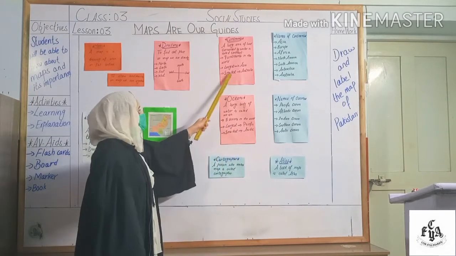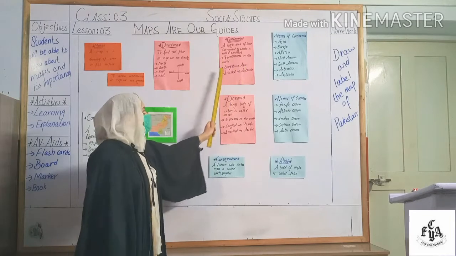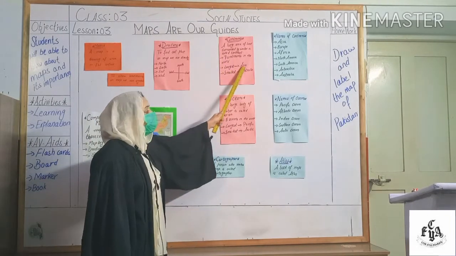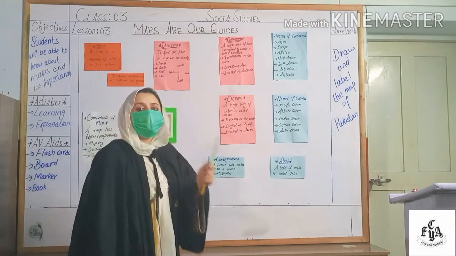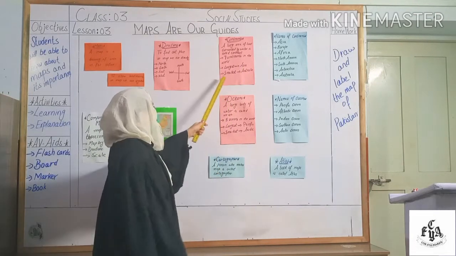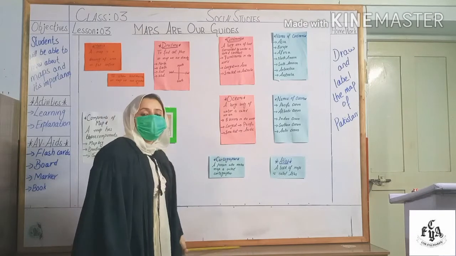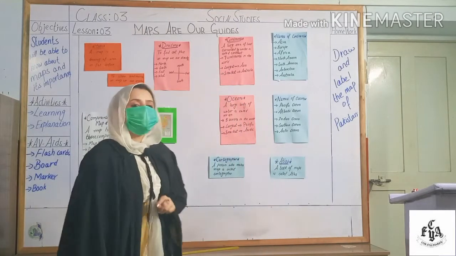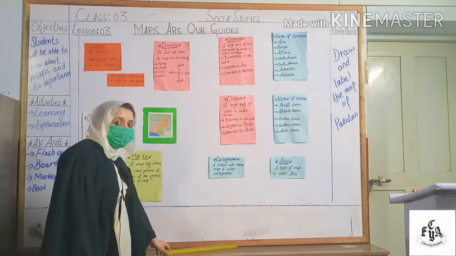The largest continent is Asia and the smallest is Australia. Asia has more countries in it, and Australia has fewer countries. Now let's come to the names of these 7 continents.